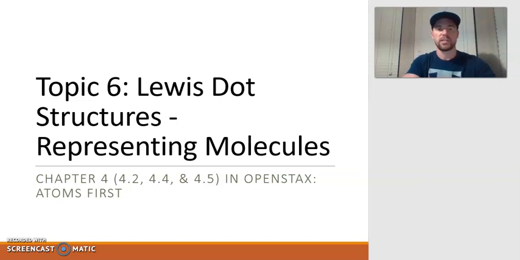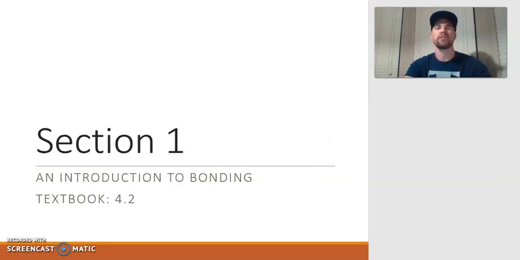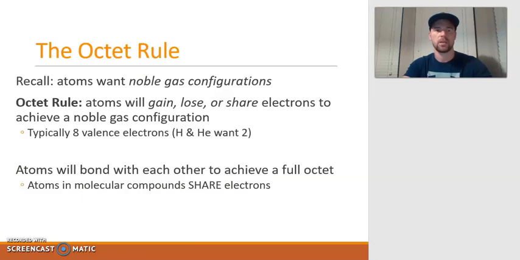Now that we have a good understanding of how to name and write chemical formulas from topic 5, we're now going to move on to topic 6, which is looking at how the atoms are bonded together in what we call Lewis dot structures. In other words, we're going to be representing molecules in this topic here. To get started, let's first talk about a brief introduction about bonding.